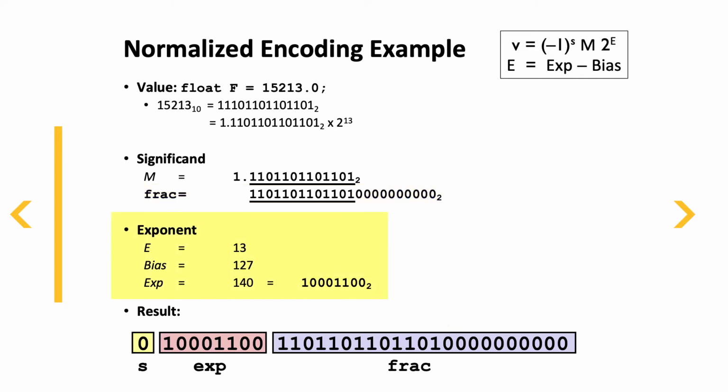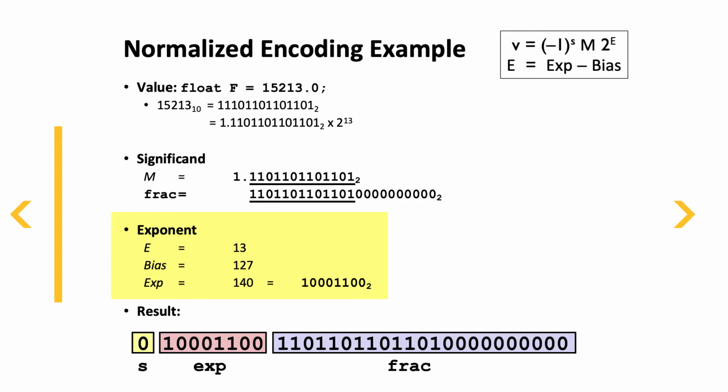Now let's deal with the EXP field. Now remember, this is a little weird, right? The mathematical value of E we know is 13, right? We figured that out up here. We know that our bias is going to be 127. How do we know that?